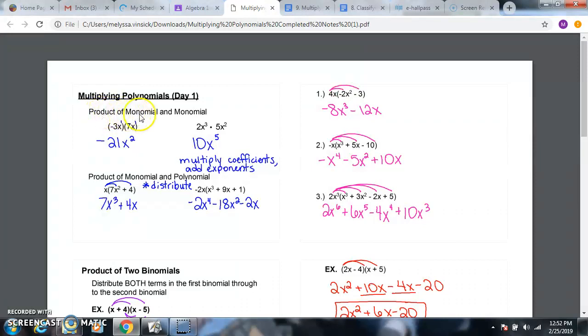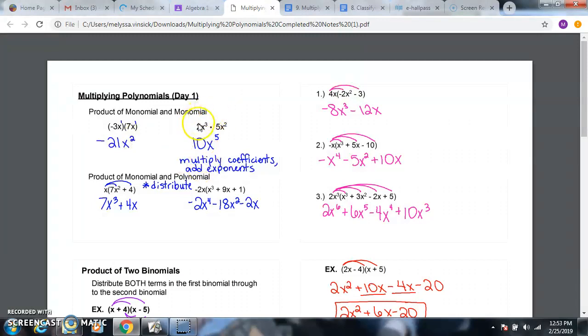First, if you're multiplying a monomial and a monomial together, remember that's a single term times another single term. You multiply the coefficients first. -3 times 7 is -21. Then you have an x times x. Remember, this goes right back to the exponent rules, and we did this in the exponent section. X times x is x to the first times x to the first. Same base, the shortcut is to add the exponents, so you have x to the second power. Your final answer is -21x to the second power.